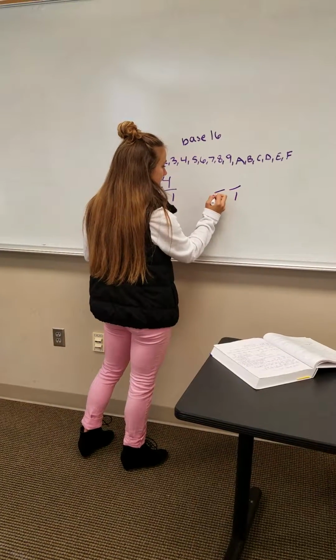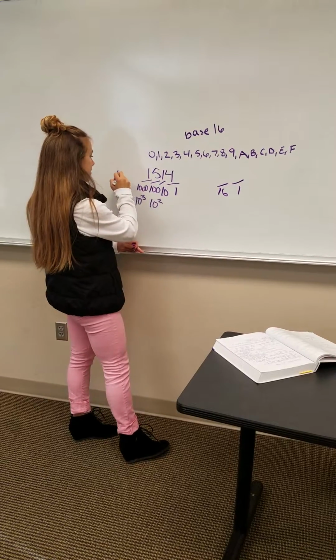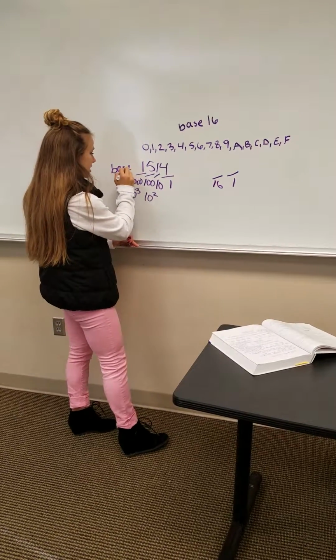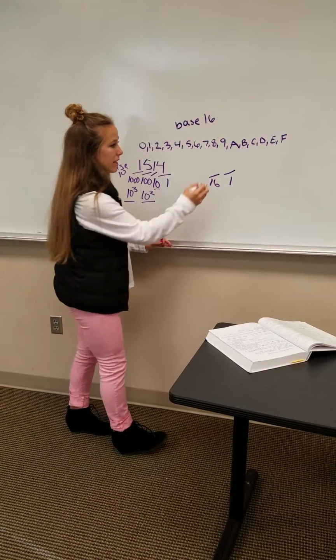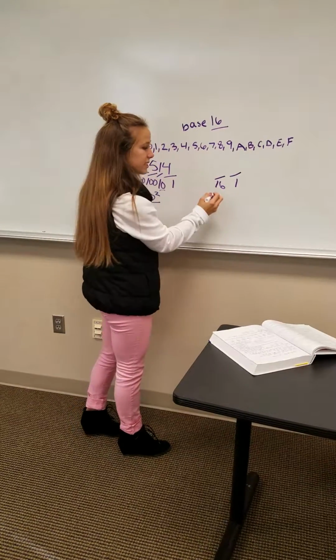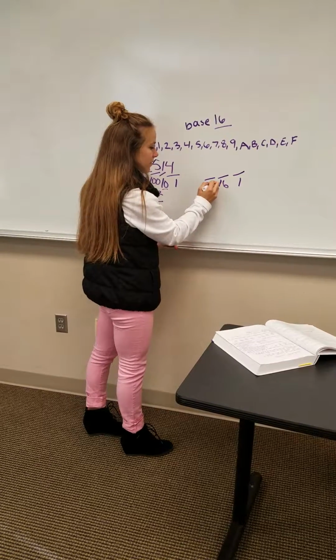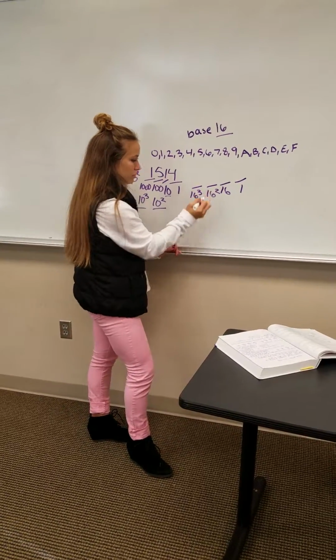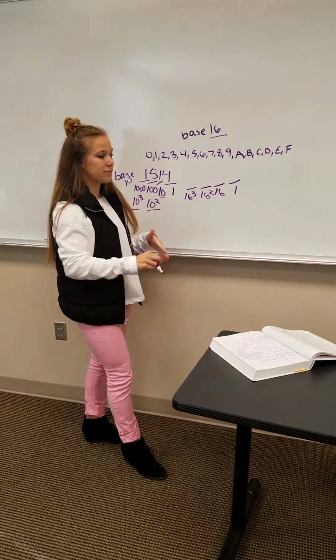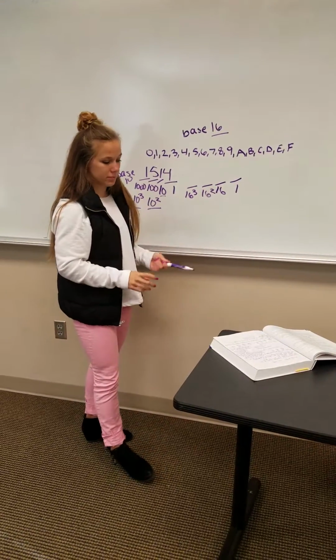Now if we think about this, in the base 16 problem, we have the ones place, and then since this is base 10, we use 10, then 10 squared, and then 10 cubed. So for base 16, we're going to use 16, and then the next place value would be 16 squared, and then 16 cubed. That's just to get used to the problem and what we're going to be doing.